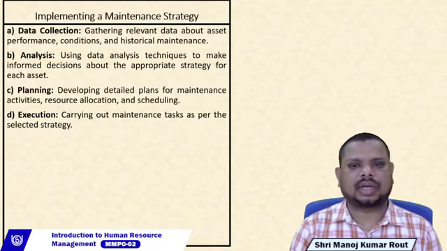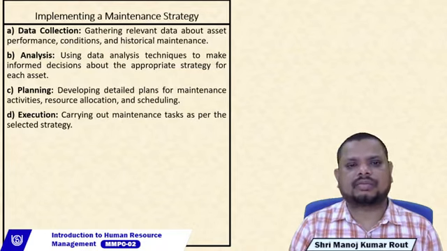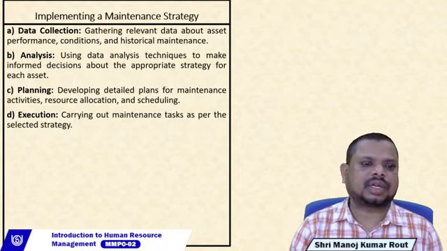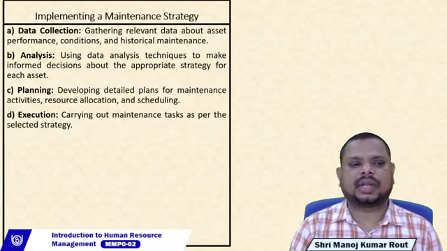So that is why it is advisable, whenever you go for the implementation of maintenance strategies, that real-time data are vastly used to arrive at the appropriate strategy for each asset. The next, third step is known as the planning stage: developing the detailed plan for maintenance activities, resource allocations, and scheduling.